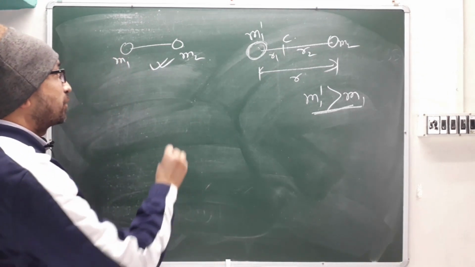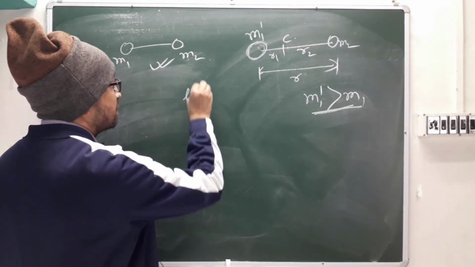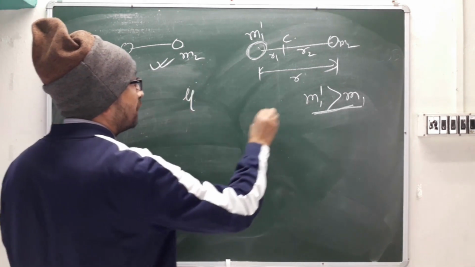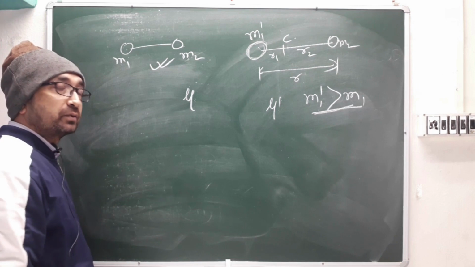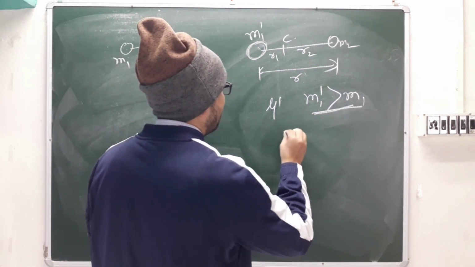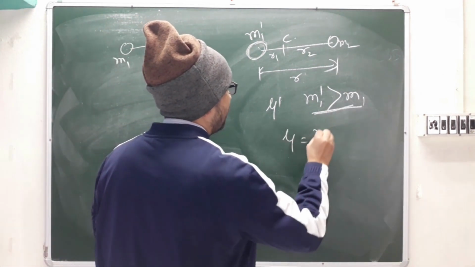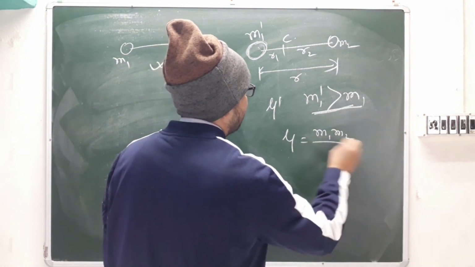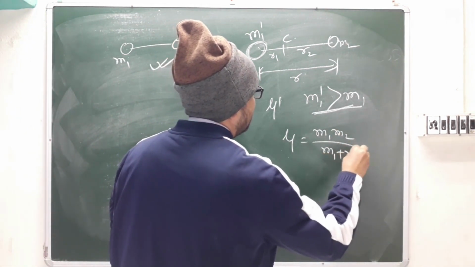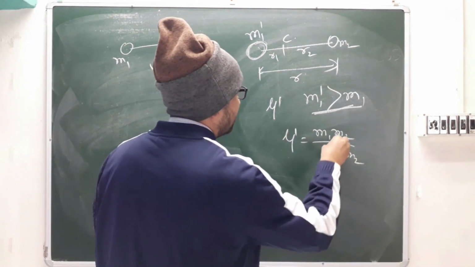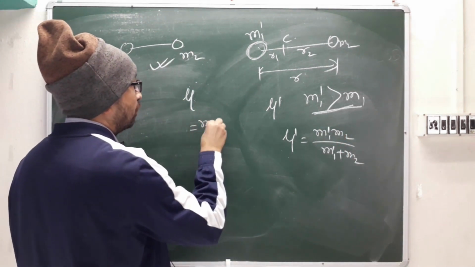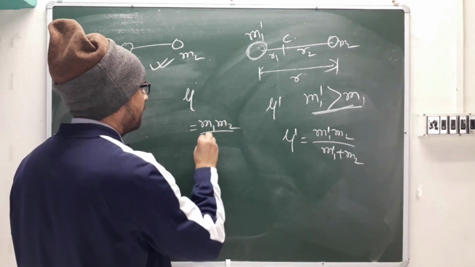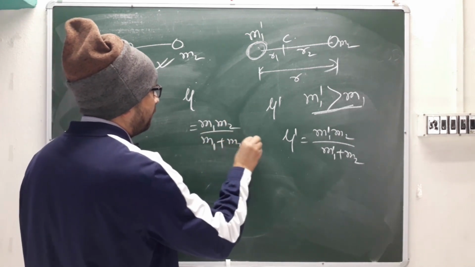First of all, the reduced mass will change. This will be mu and this will be mu prime, correct? So in reduced mass, what will be the changes? We know that reduced mass equals M1 M2 divided by M1 plus M2. If it is prime, then here also prime, here also prime. For this, what will be the value? M1 M2 divided by M1 plus M2.